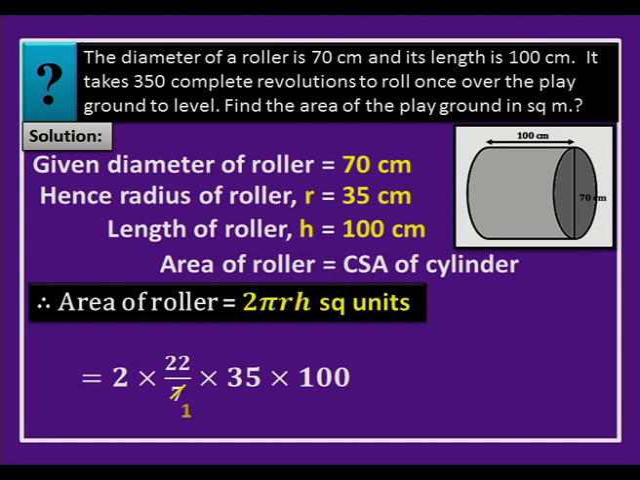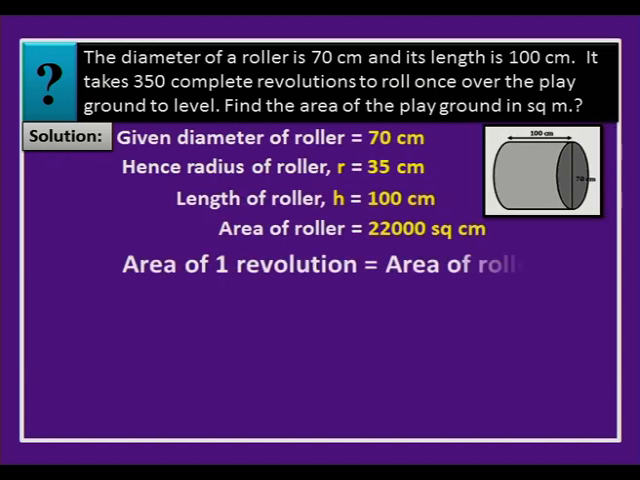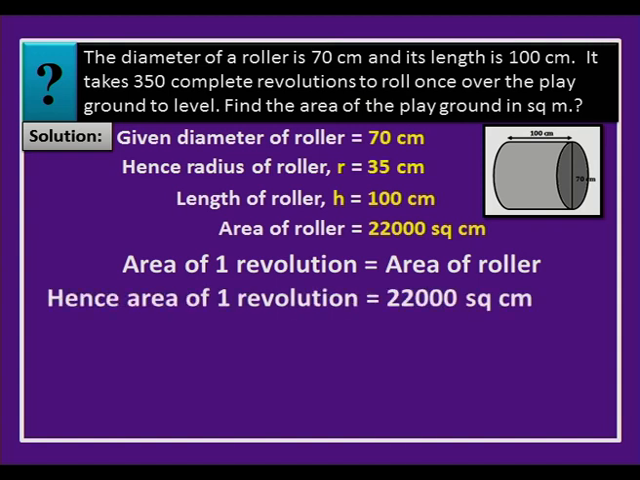So, on cancelling, 7 goes 1 time and in 35 it goes 5 times. So, what do we get, children? Yes, we get 22,000 square centimeters. Now, this is the area covered when the roller is rotated one revolution, that is the area of the roller. So, we can write it as area of one revolution equal to 22,000 square centimeters.